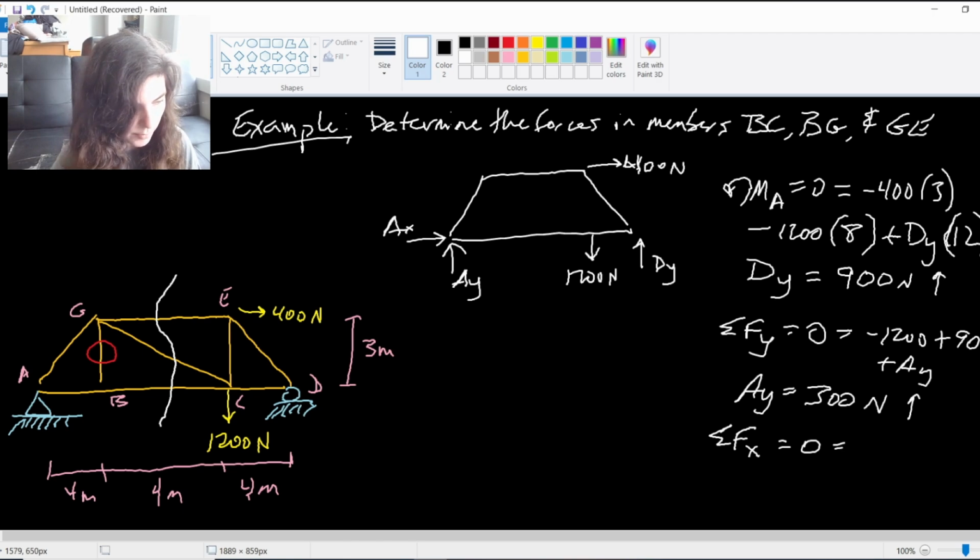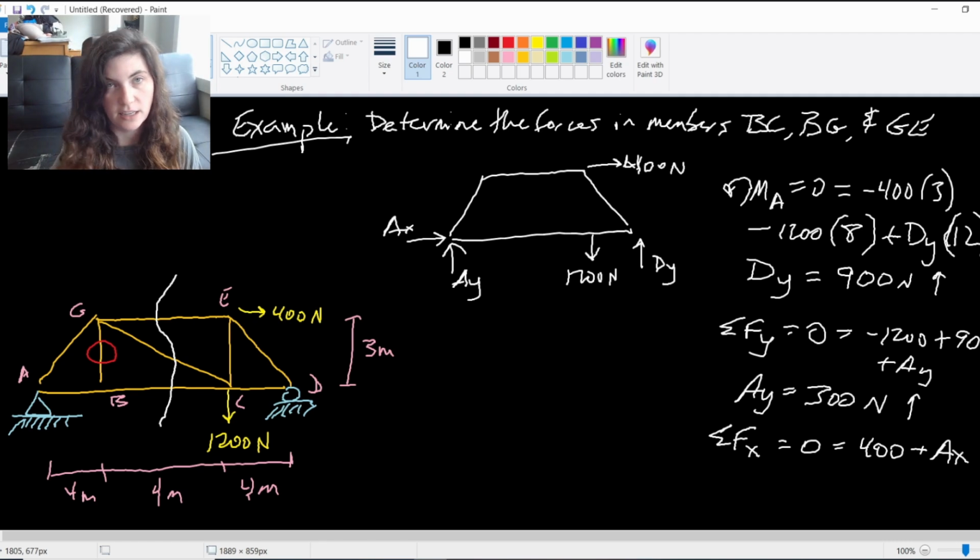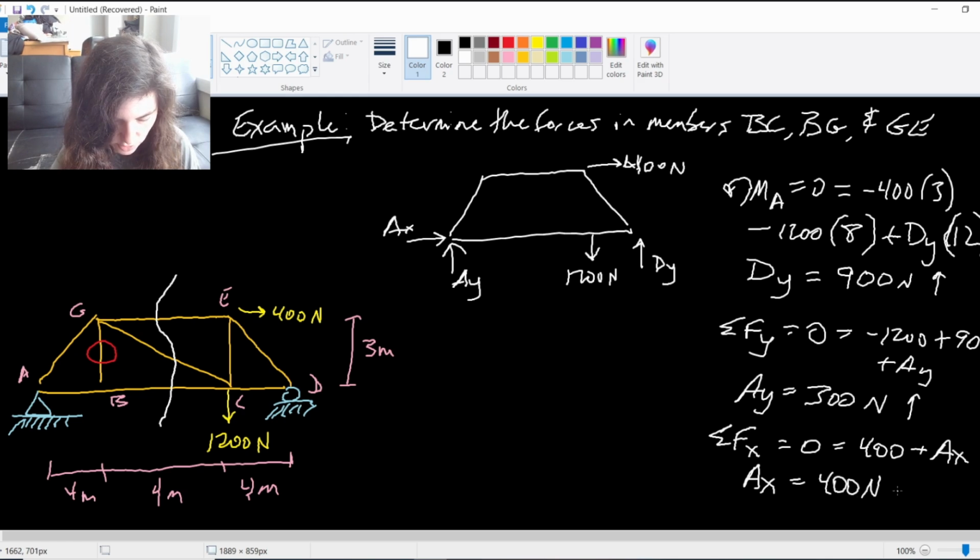And finally, my x force summation. I only have the two x forces, 400 plus Ax, which means I assumed incorrectly. If I do this, I get Ax is negative 400. So Ax is 400 Newtons to the left. It is not to the right, as I assumed.